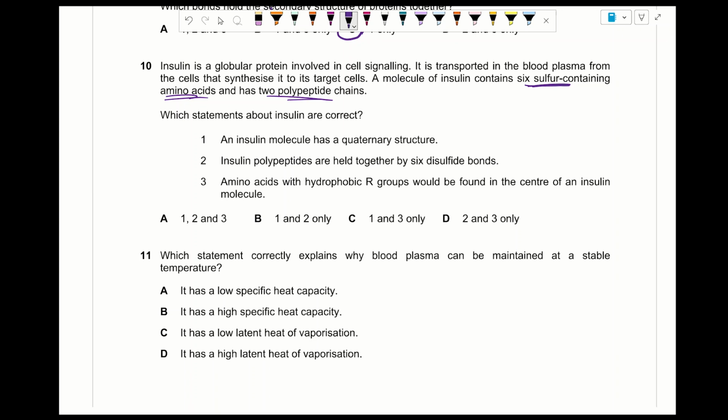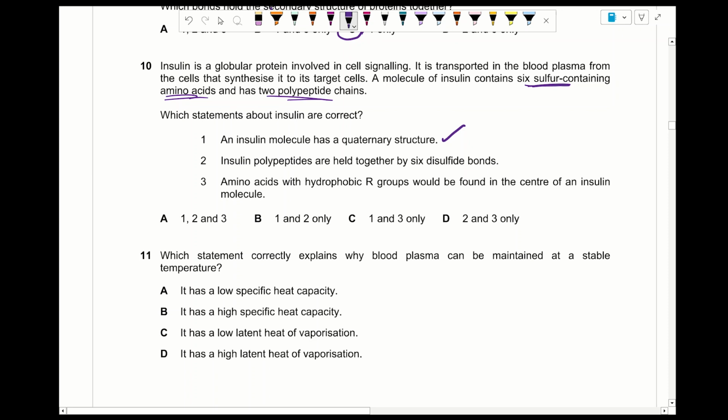1. An insulin molecule has a quaternary structure. This is correct. The reason for this is that here it's mentioning 2 polypeptide chains, and quaternary structure is the bond formed between 1 or more polypeptide chains. Therefore, 1 is totally correct.